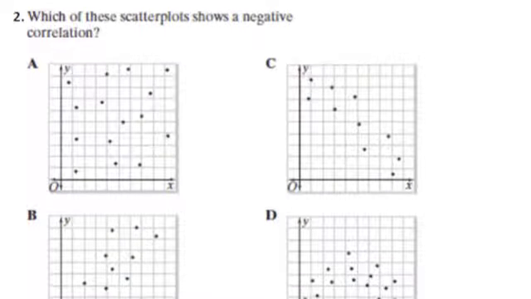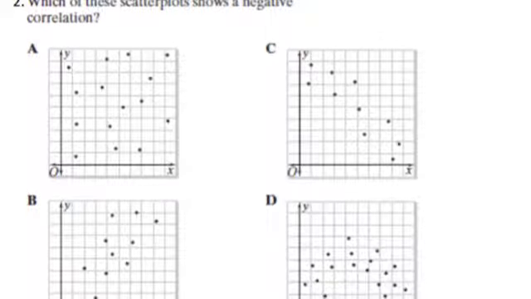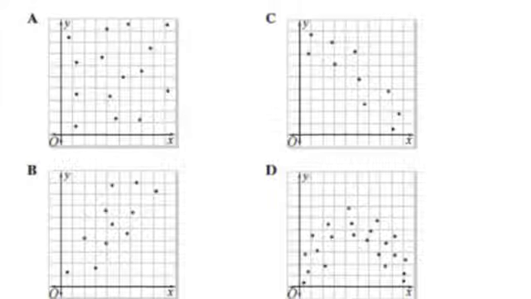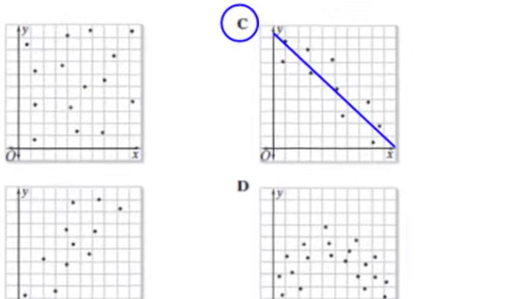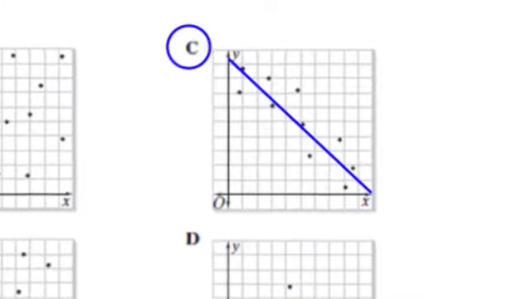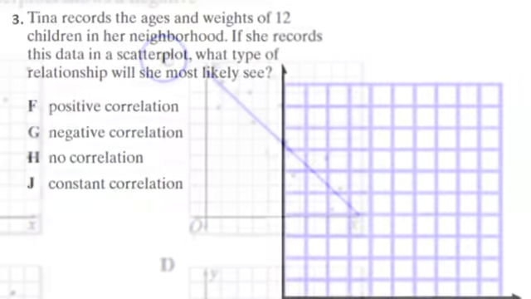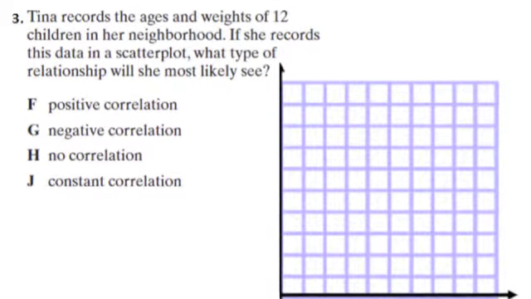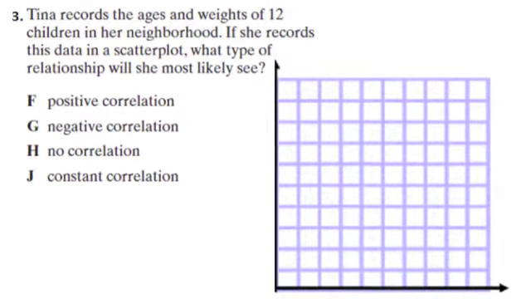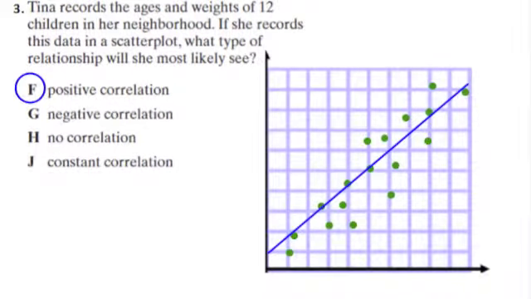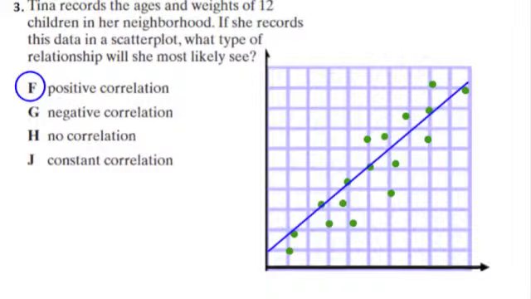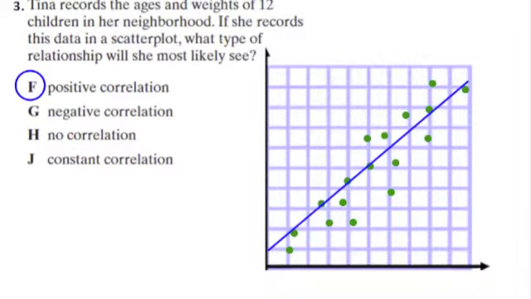All right, in example 1, the only scatter plot that shows a negative trend or negative correlation, which is when as one value increases, the other decreases, would be graph C. As the x value increases, the y value decreases. In example 2, where Tina is recording the ages and weights of children in her neighborhood, well, generally, as you get older, you increase in weight. And if we were to draw a scatter plot of that, we would probably see a positive trend in that data.